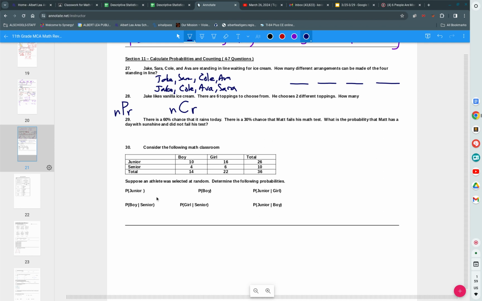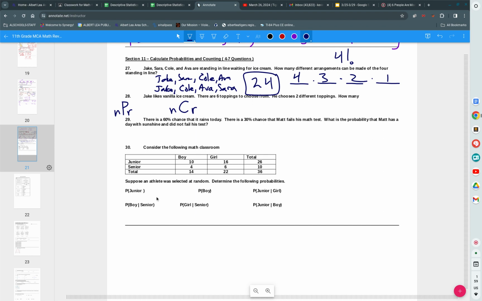How many choices do we have for the first spot? 4. We have 4 choices for the first spot. Once that spot is filled, how many choices do we have for the next spot? 3. Once you have the first 2 spots filled, how many is available for the next? 2 and 1. Or in other words, 4 factorial, 4 times 3 times 2 times 1, which is in fact 24. So it's 24 different arrangements.